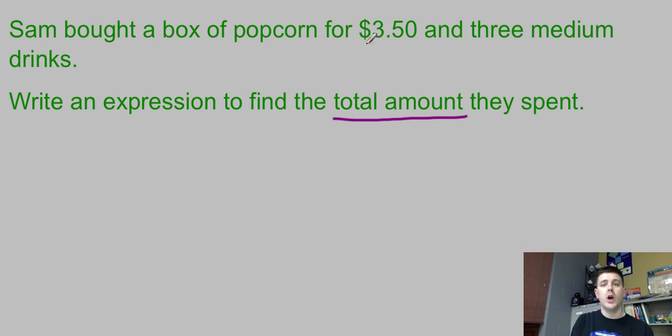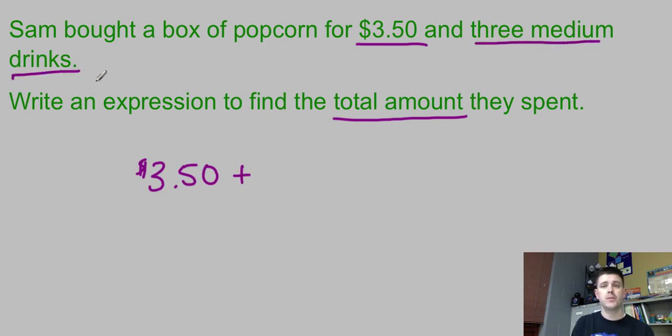So we know that they bought popcorn for $3.50. And 3 medium drinks. Well, think about what you do with all the prices when you go to the movies, or you go to Target, or Walmart, or wherever it might be. You add the prices of everything up. So it's going to be $3.50 plus the cost of our 3 medium drinks.